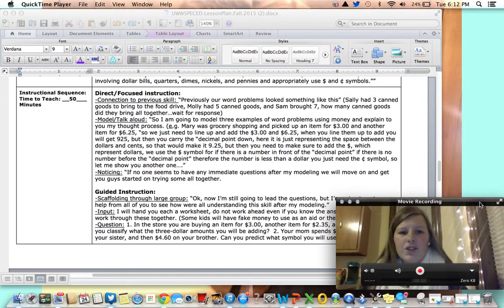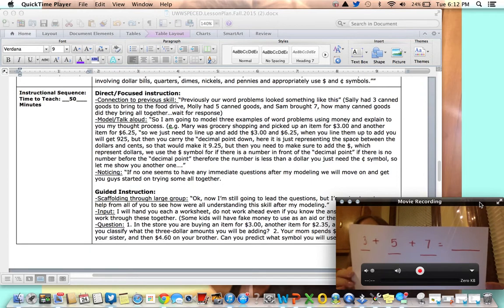First, I'll make a connection to previous skills, like I just talked about before. Previously, our word problems looked something like: Sally had 3 canned goods to bring to the food drive, Molly brought 5 and Sam brought 7. How many canned goods did they all bring together? So first they know that they would pull out all the numbers, and then they would find their total in something that looked like that.